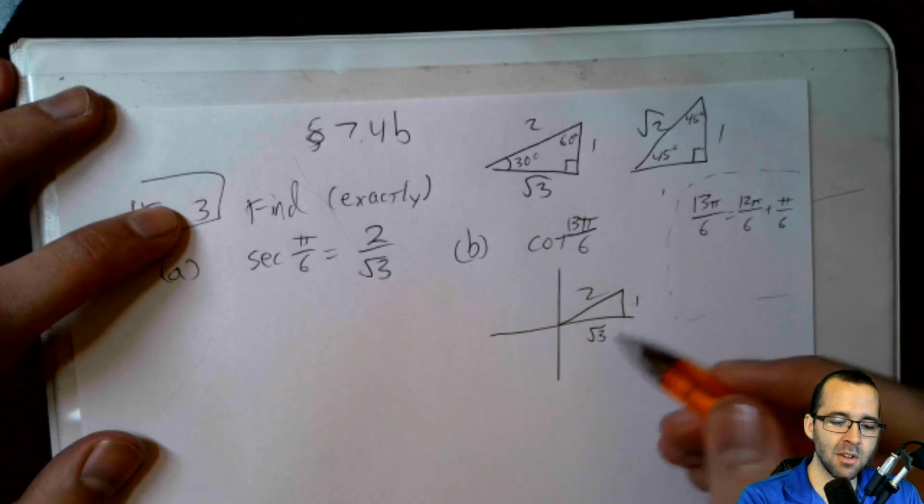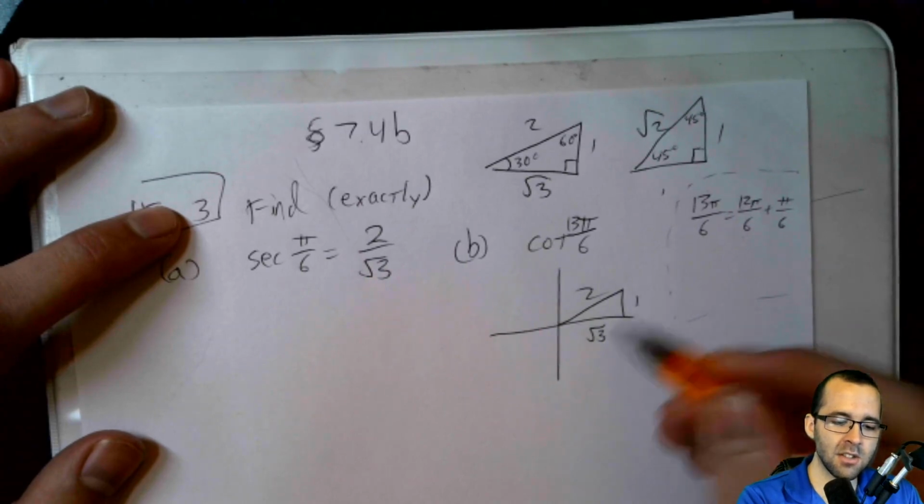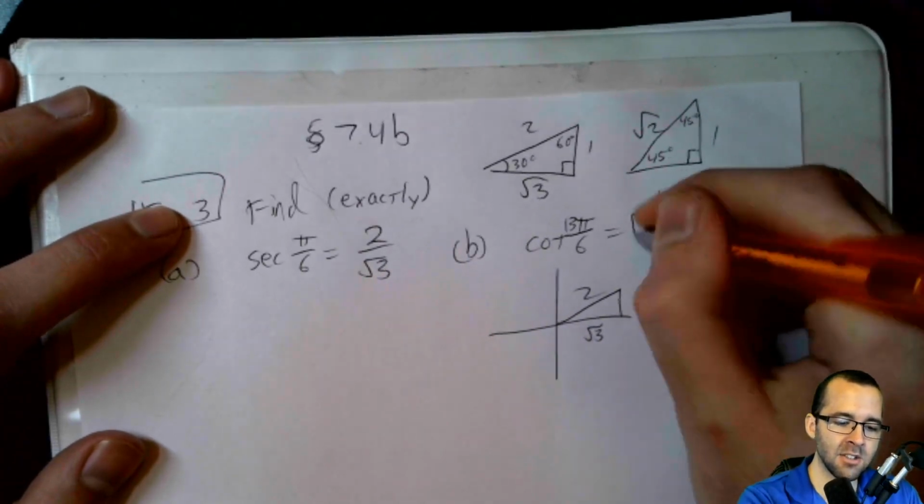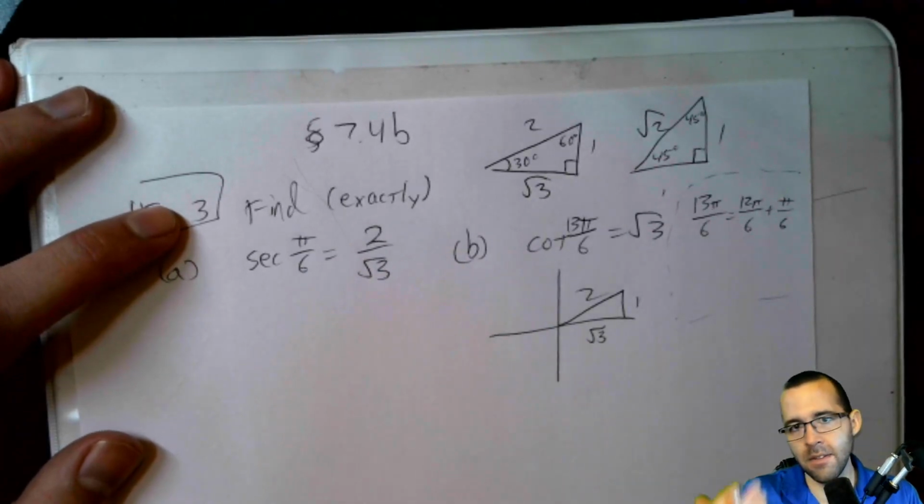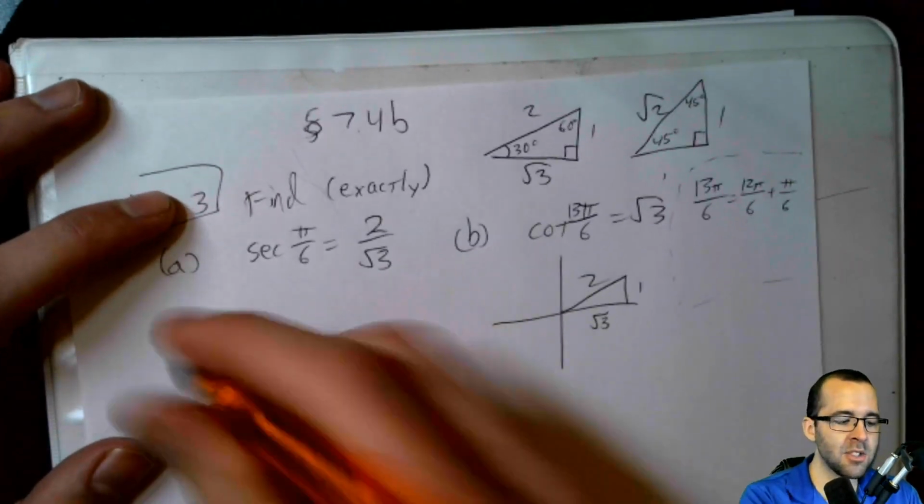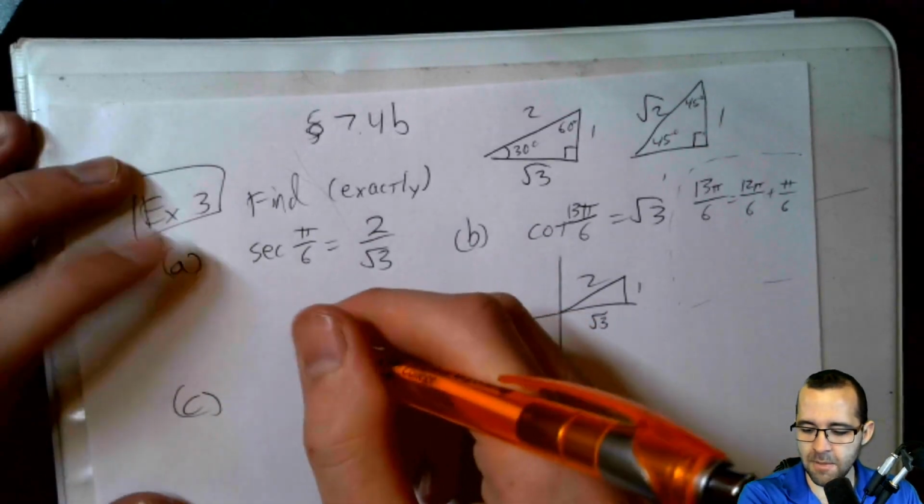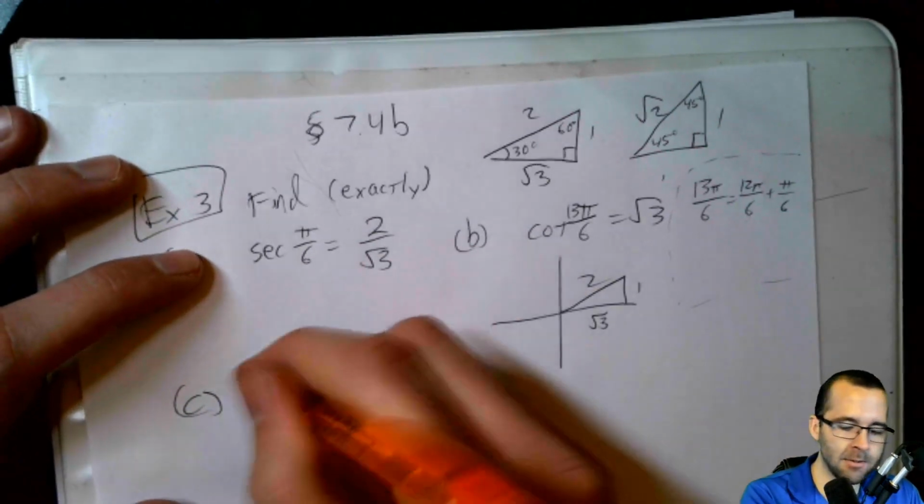Tangent is opposite over adjacent. Cotangent is adjacent divided by opposite. It's just the square root of 3 right here. Okay? So not much to this. We'll do one more just to really beat this into the ground.